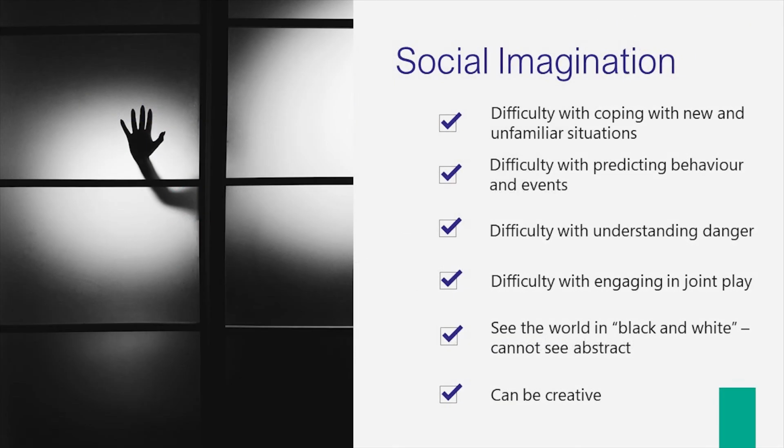People with autism can also have difficulties in areas of social imagination. What does that mean? Well, they may have difficulty with coping with new and unfamiliar situations, difficulty with predicting behaviour and events, difficulty with understanding danger, difficulty with engaging in joint play. They often see the world in black and white. They cannot see abstracts, but they can also be very creative.